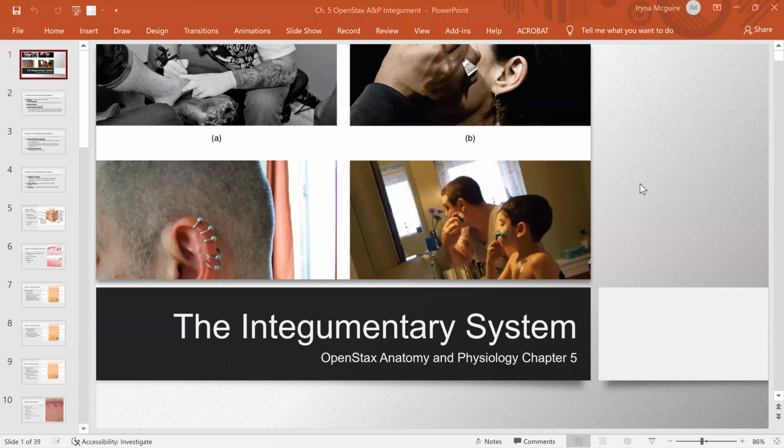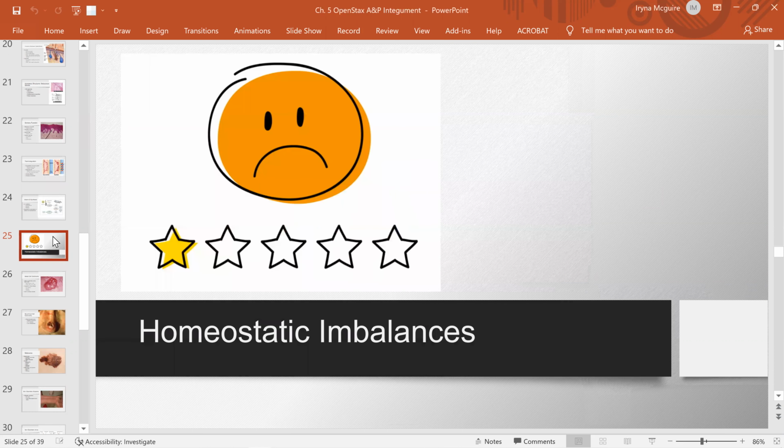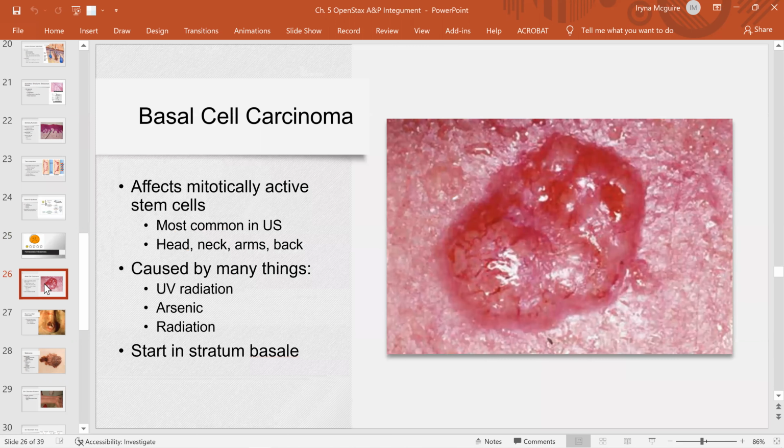Hello, everybody. Welcome to today's lecture, and we continue covering the integumentary system. And in this video, we will talk about diseases and homeostatic imbalances of the integumentary system. And we're going to start with cancer. Not a very good beginning, but you know what? We need to know at least the basics about skin cancer.